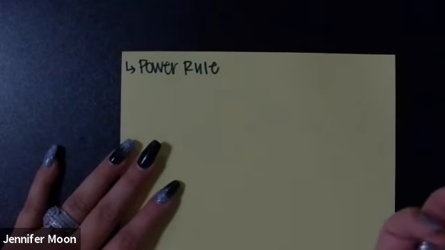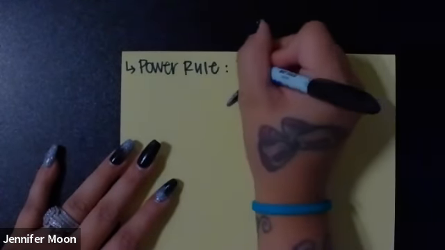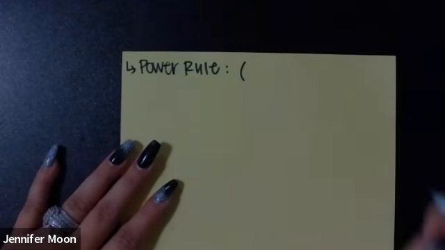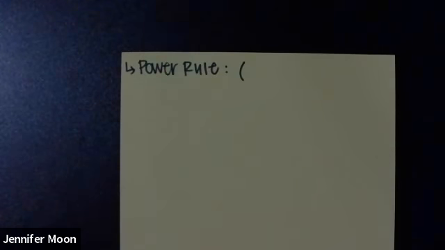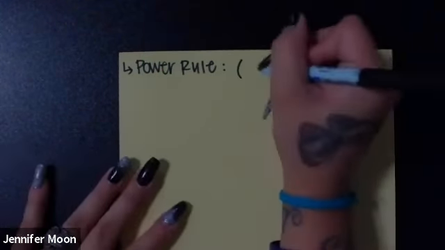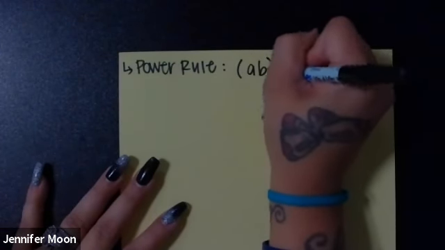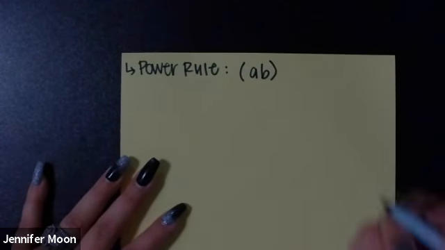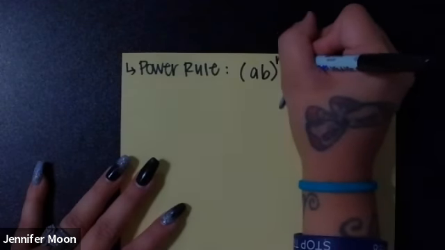It's very similar to that rule. Open up parentheses, and we're going to do A times B. So normal size is A, B. Close your parenthesis and raise it to the nth power.